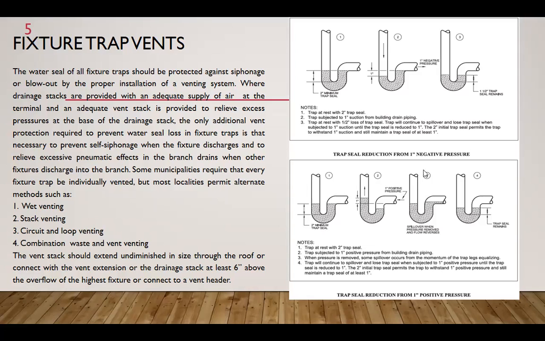Okay? 1 inch negative pressure, 1 inch positive pressure is a unit of water gauge.